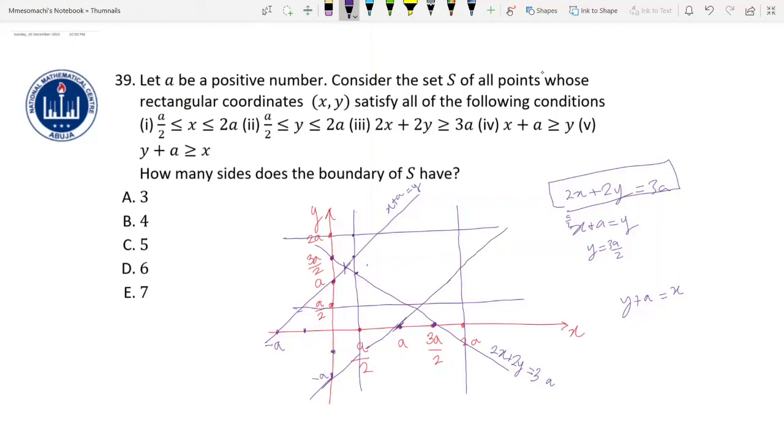A good thing to check is that this point here is different from this point, and that in fact this point here is going to map to 3a over 2. This point here is going to go to a, and I leave that for you to check that it holds. And so this last graph is y plus a equals x. And then it's time to interpret the inequalities. We've already interpreted the first two inequalities: x is between these two lines, y is between these two lines.